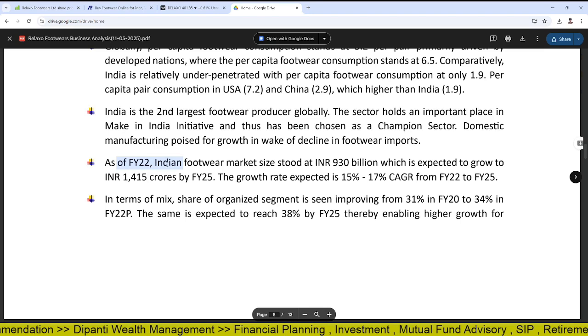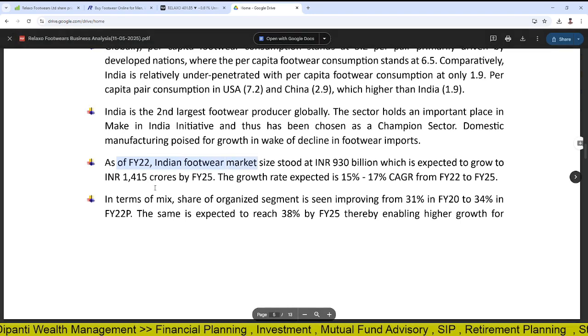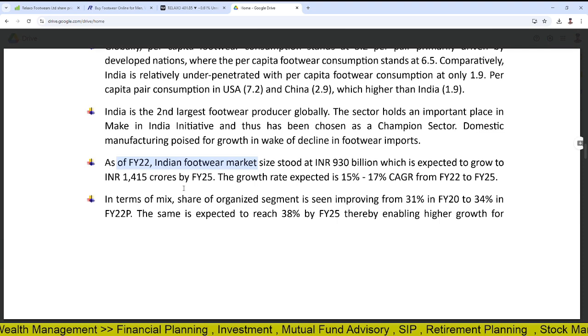As of FY22, the Indian footwear market size stood at INR 930 billion, which is expected to grow to INR 1415 billion by FY25. The growth rate expected is 15% to 17% CAGR from FY22 to FY25.